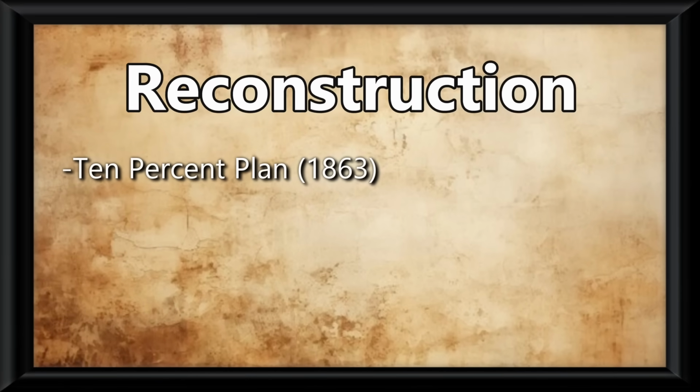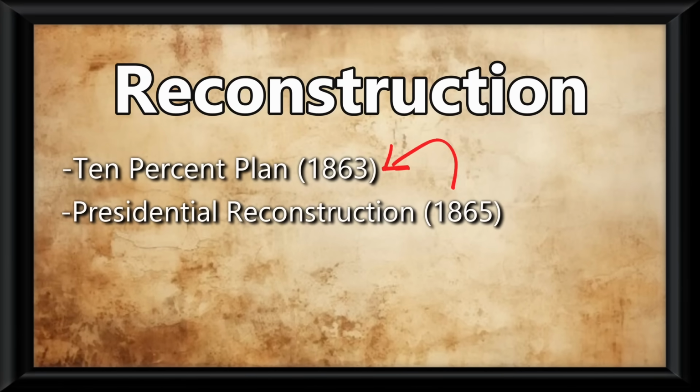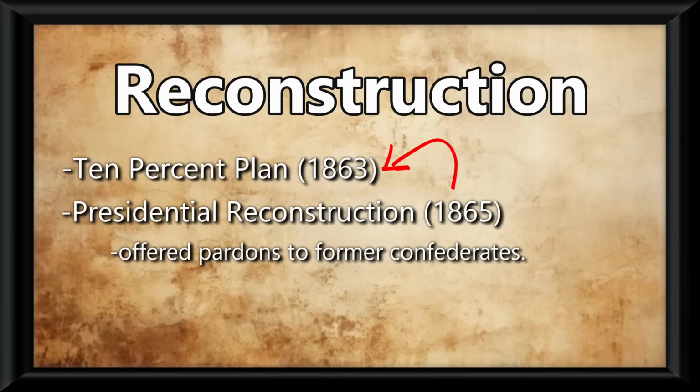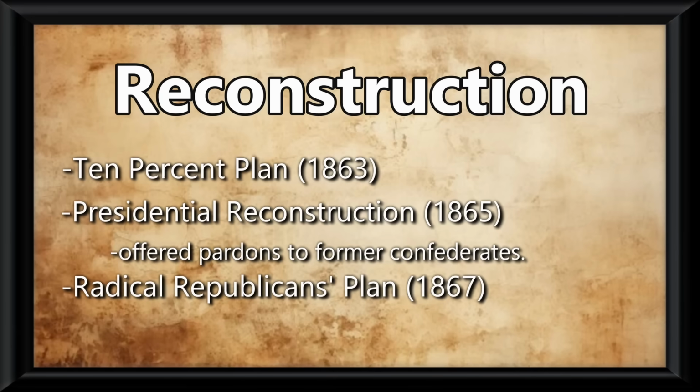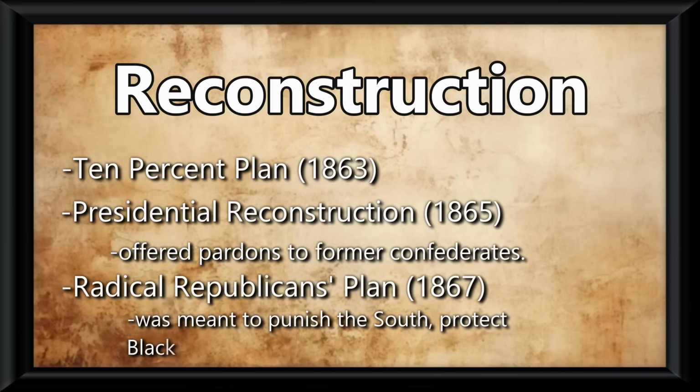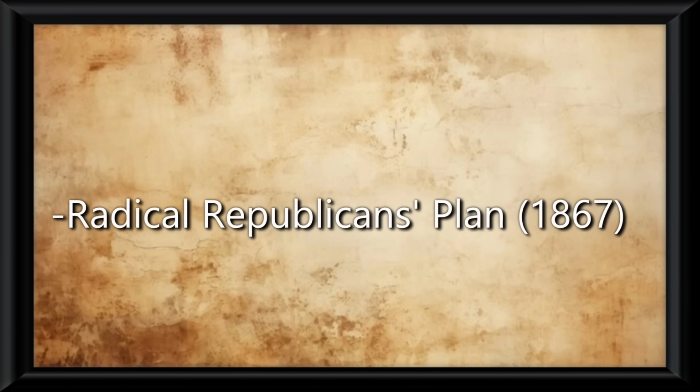Andrew Johnson came in and gave his plan, which was very similar to Lincoln's apart from offering pardons to former Confederates. Then later in Reconstruction, the radical Republican plan was put into effect as Republicans gained more power. This was meant to punish the South, protect black rights, and send the military to enforce it. The South absolutely hated this.